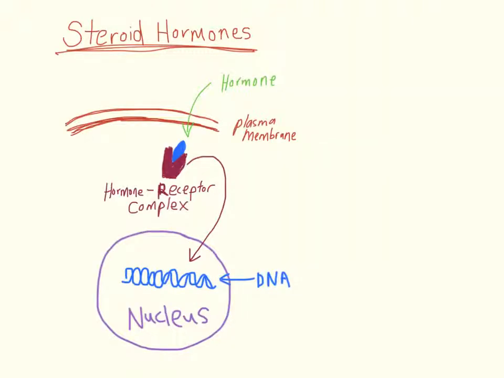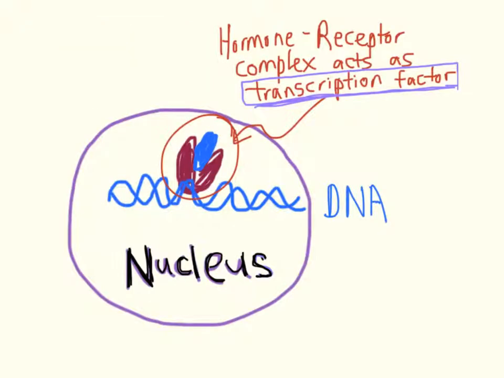This complex will then go into the nucleus and bind DNA. So the hormone receptor complex acts as a transcription factor, which controls gene expression by dictating how quickly mRNA is produced from the DNA template.